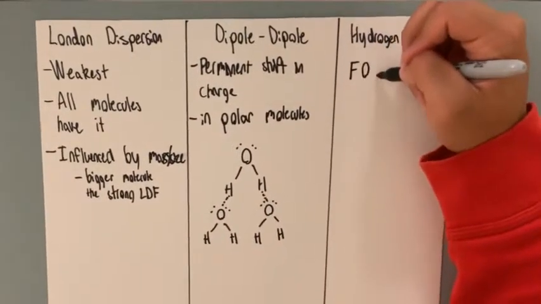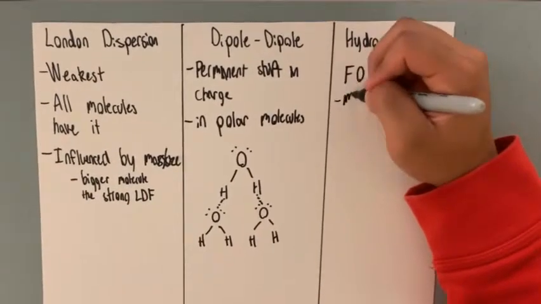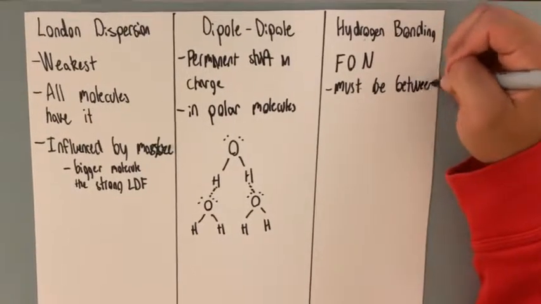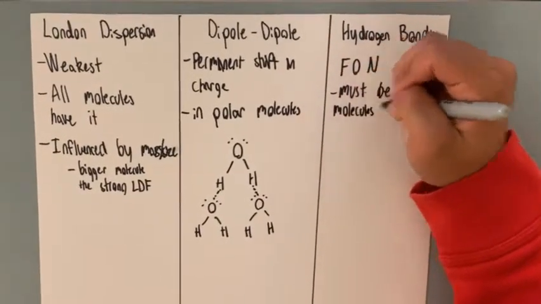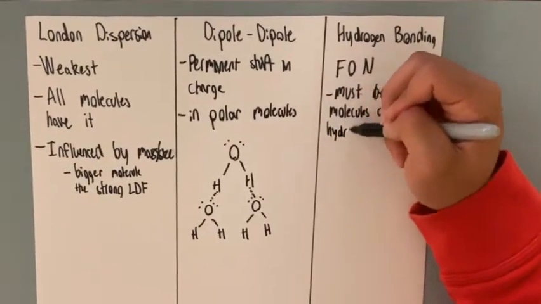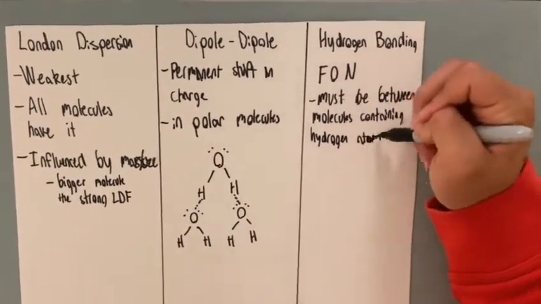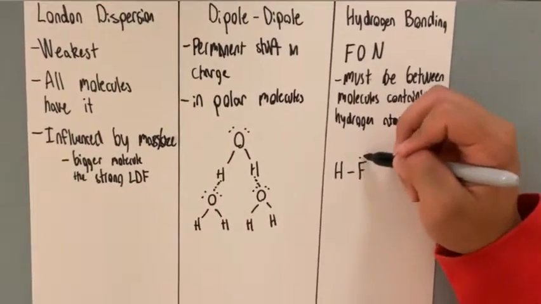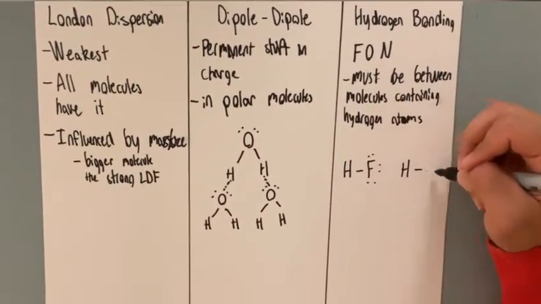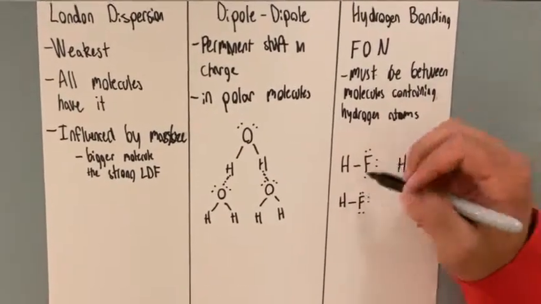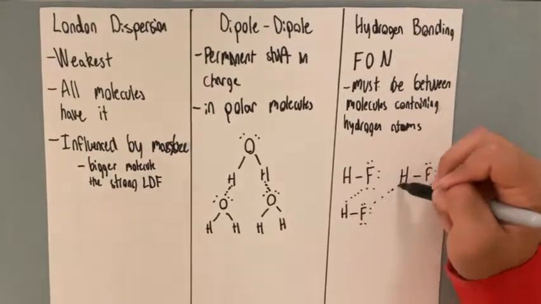Hydrogen bonding is the strongest IMF. There has to be a bond between hydrogen with either fluorine, oxygen, or nitrogen for it to be hydrogen bonding, because fluorine, oxygen, and nitrogen are the most electronegative atoms. As you can see here, fluorine bonding with hydrogen is hydrogen bonding.